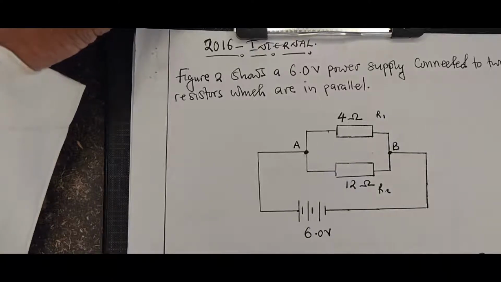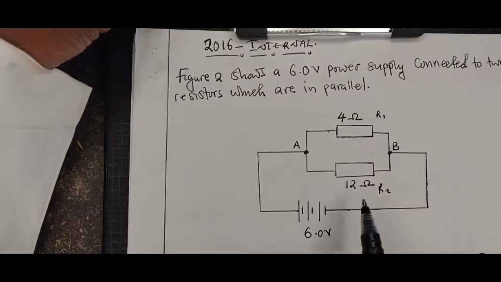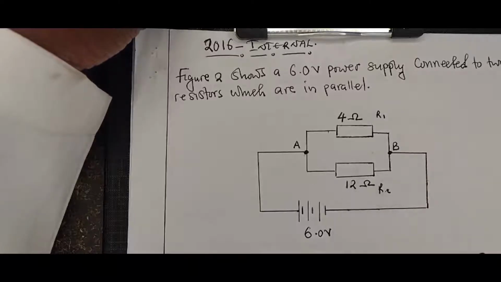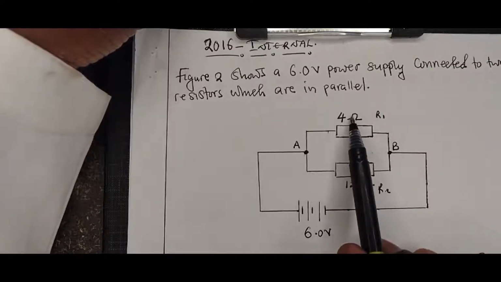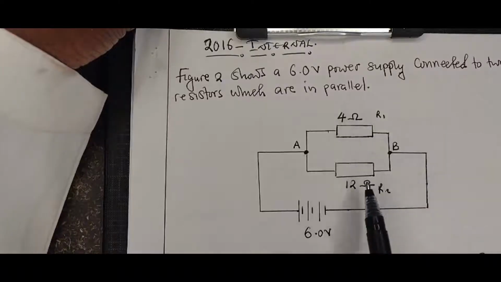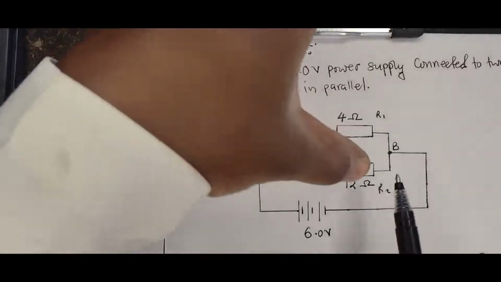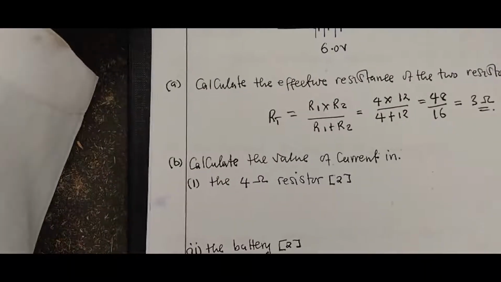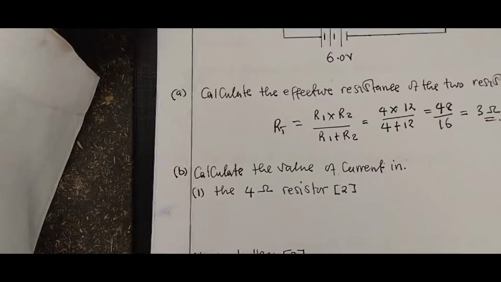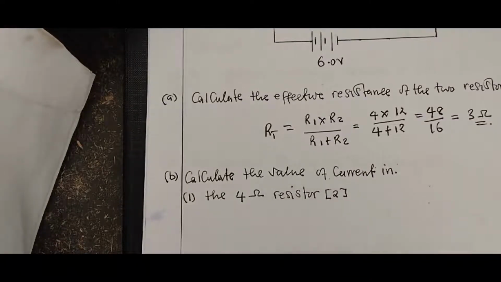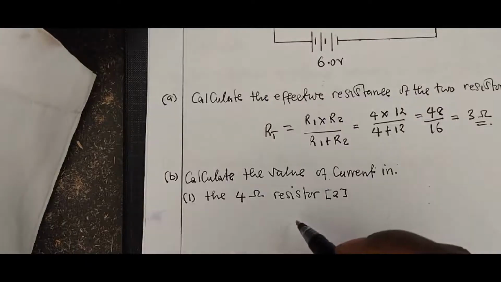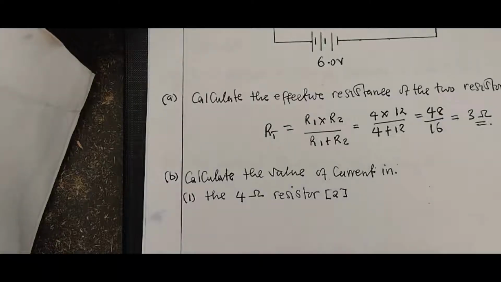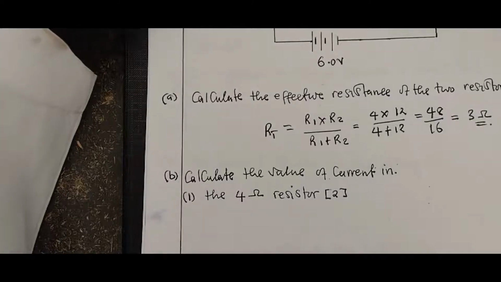You should also take note that in parallel, the larger the resistor, the lower the current. So this 4 ohms has a large current compared to the other one. The larger the resistance, the lower the current that flows through it. Now let us calculate the current passing through 4 ohms. Voltage in parallel is the same, so the voltage across the parallel resistors is the same.